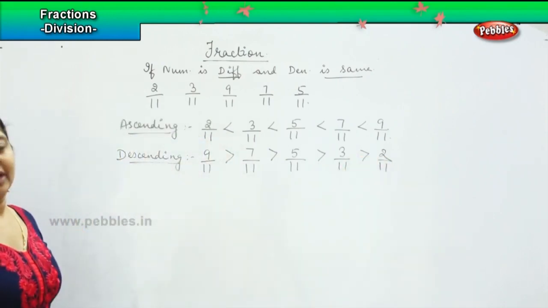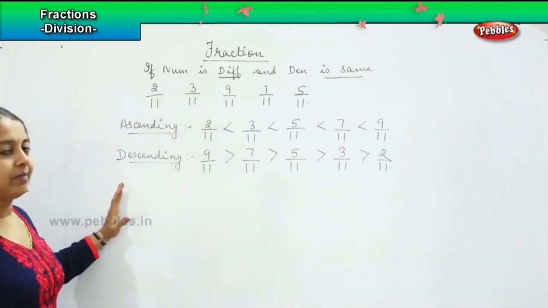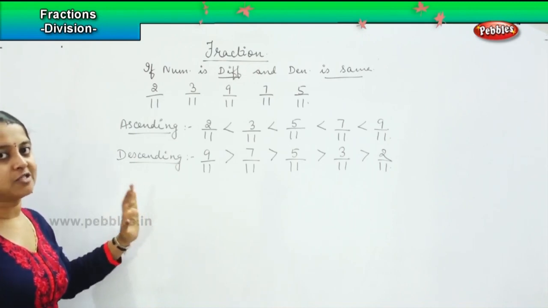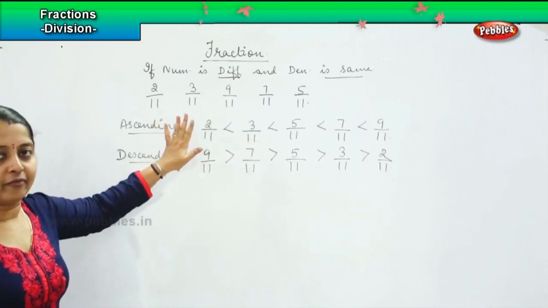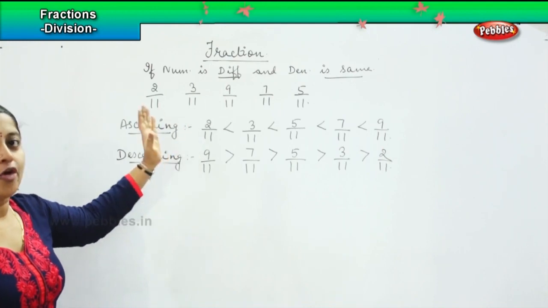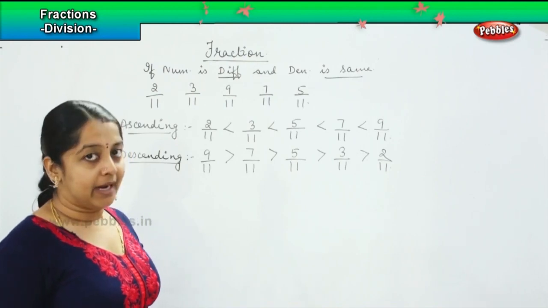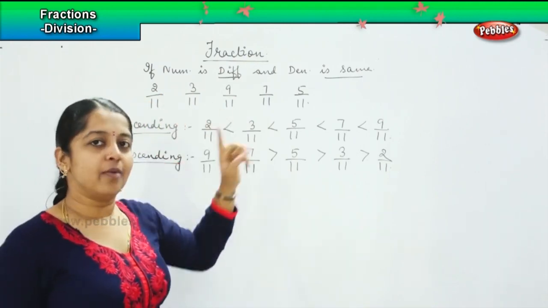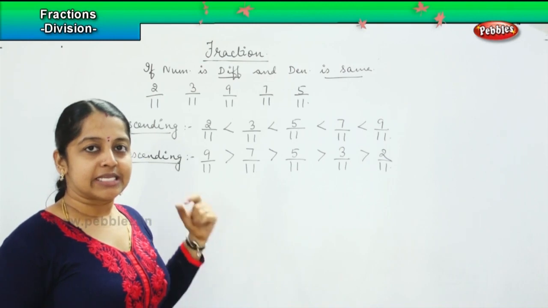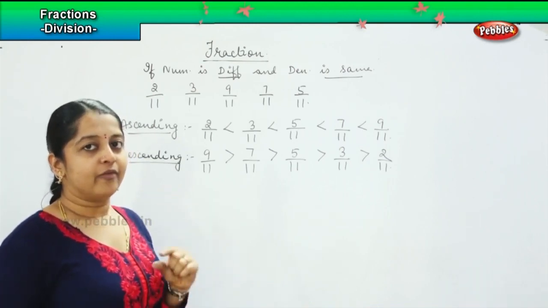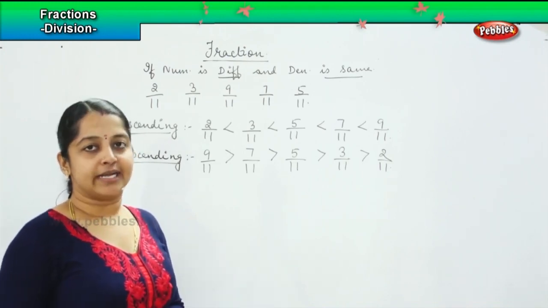Okay. So what did we understand in these two rules, children? If the numerator is different and denominator is same, we will be following the ascending and descending order as per the chronological form. That is 2 being the least and 9 being the highest. So the value which has a least value will be first, followed by the one which has a higher value. Okay. But if the numerator is same and the denominator is different, then it will be totally upside down. Then the highest value will be considered as the least value or the smallest value, and the value which is lesser will be considered as the greatest value.